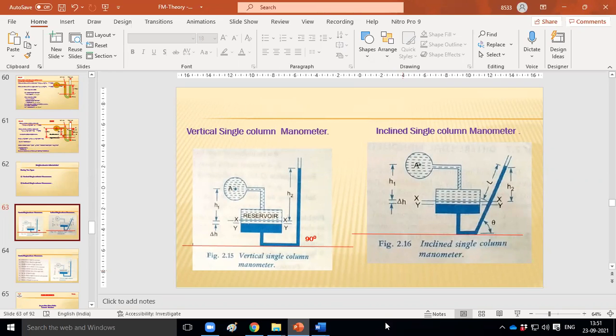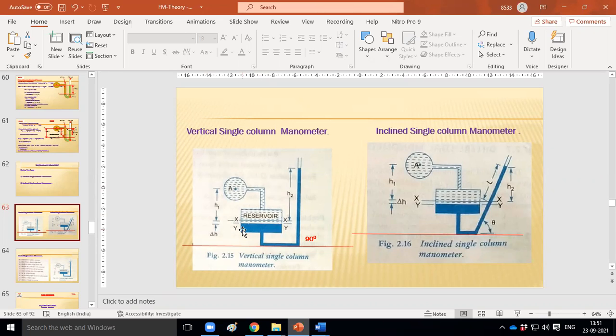Yes, sir. So the height of the free surface of mercury in the reservoir from the center of pipeline after applying the pressure is H1 plus delta H. That is from the datum line XX. Sorry, which datum line? YY dash, the YY datum line.